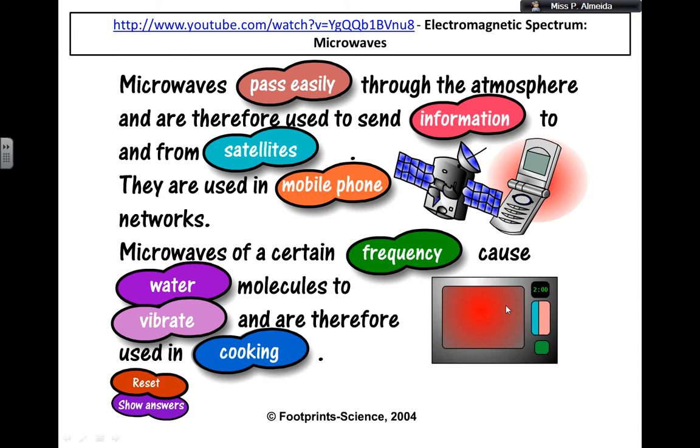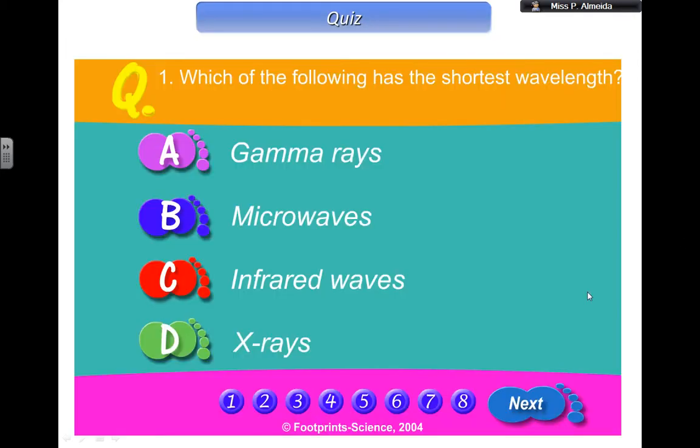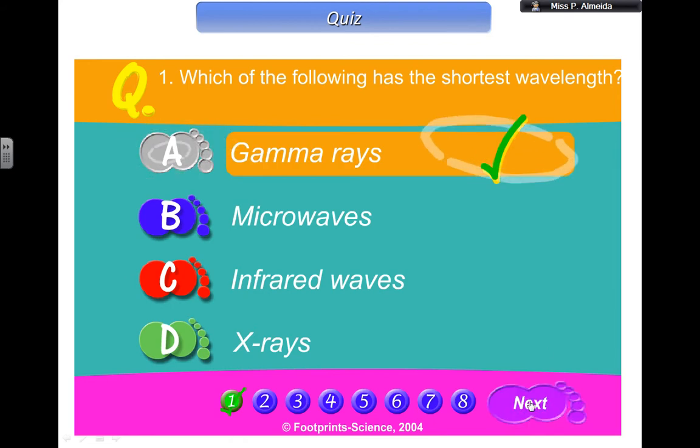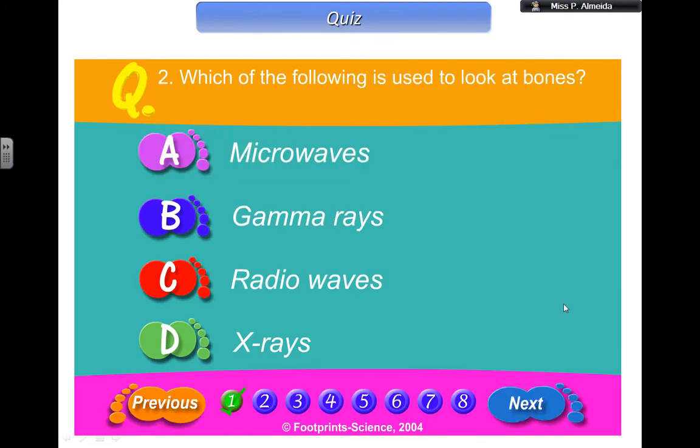So I'm just going to give you here a quick quiz, which is also not mine, it is from Footprints, okay? I don't know how to do these animations. So which of the following has the shortest wavelength? That's going to be gamma. Next one, which of the following, so always pause, try to think before I give the answer. Which of the following is used to look at bones? So that's going to be X-rays.